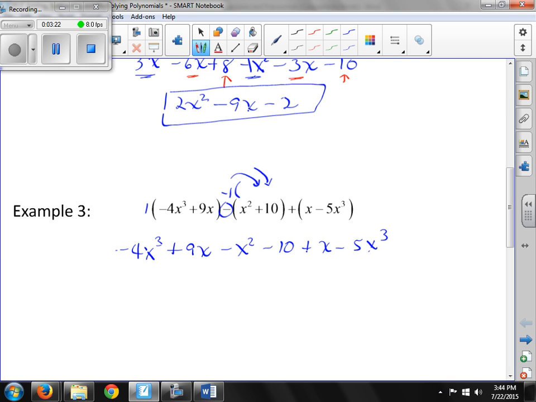Now we're going to combine our like terms. We start with our x cubes first. We have negative 4x cubed and negative 5x cubed, which would give us negative 9x cubed. And then we'll go with our squared terms next. We only have one squared term, so we just write it down, minus x squared. And then we'll go with our x terms. We have 9x and 1x, which would give us 10x. And then we just have the one constant, so we'll finish it up by subtracting 10.